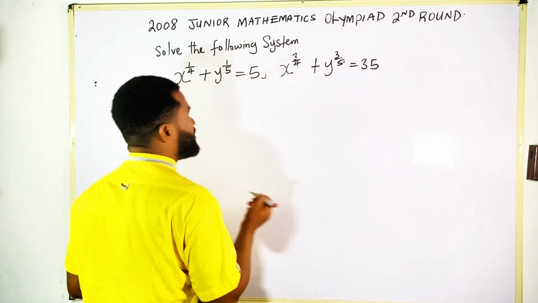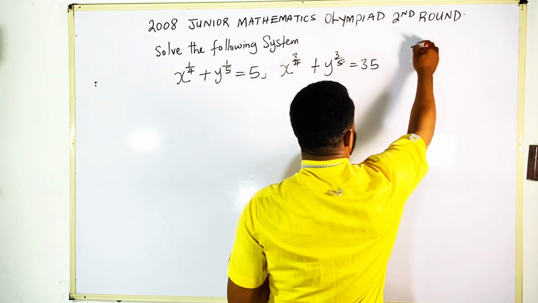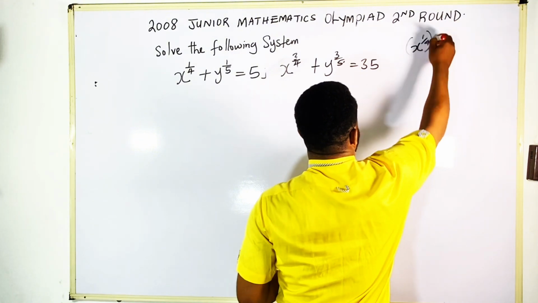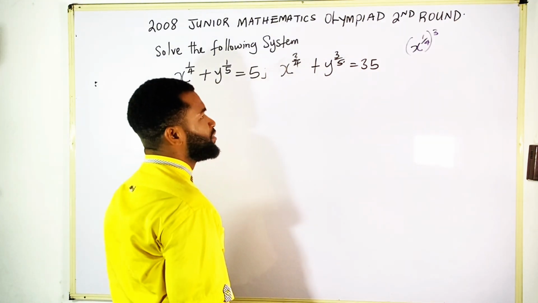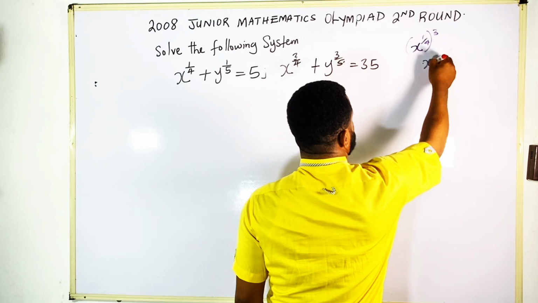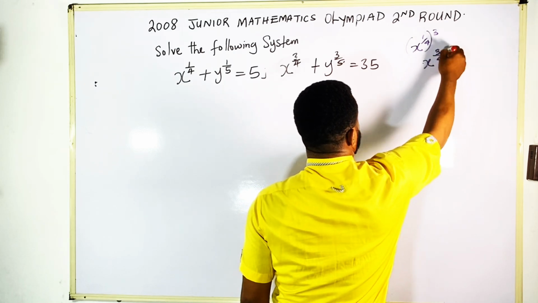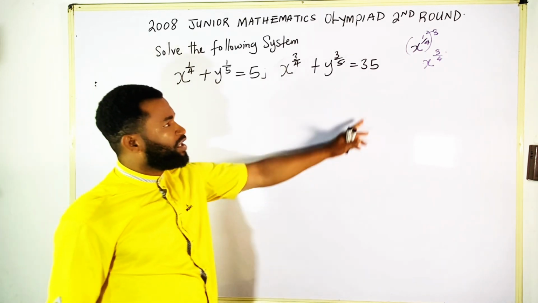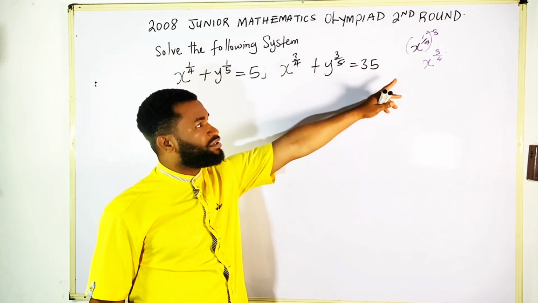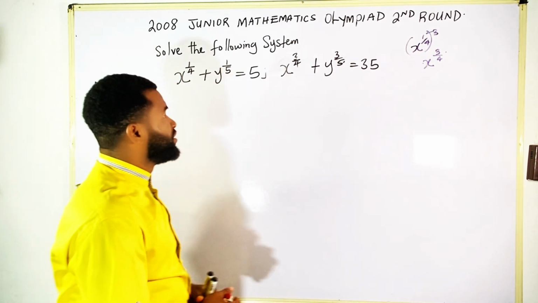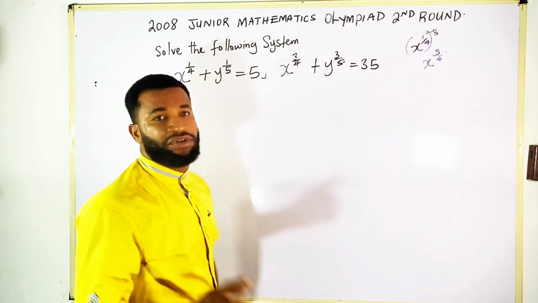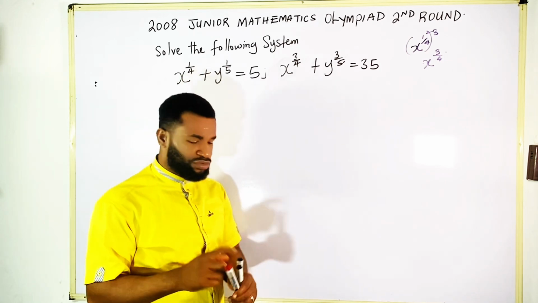What I mean is this: if you have x raised power 1 over 4 all raised to power 3, you are going to have x raised power 3 over 4, because 3 will multiply 1 over 4, and you're going to have x raised power 3 over 4. So that is the same thing that happens with 1 over 5 and 3 over 5. For that reason, we are going to do this.